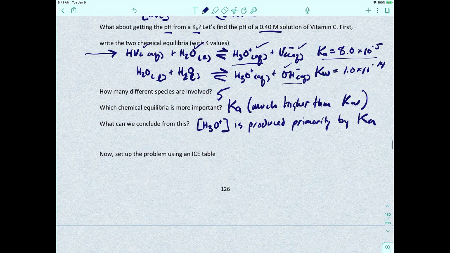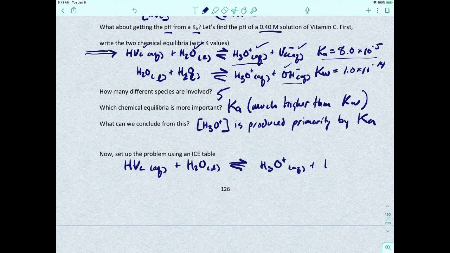Okay, so let's set this up using a nice table. So we're going to use the same reaction. We're going to use reaction number 1 on the top. So HVC reacts with water, is in equilibrium with H3O+ and VC-. So initially the concentration is 0.40 molar. And then we have no concentration of hydronium ion, no concentration of ascorbate ion.